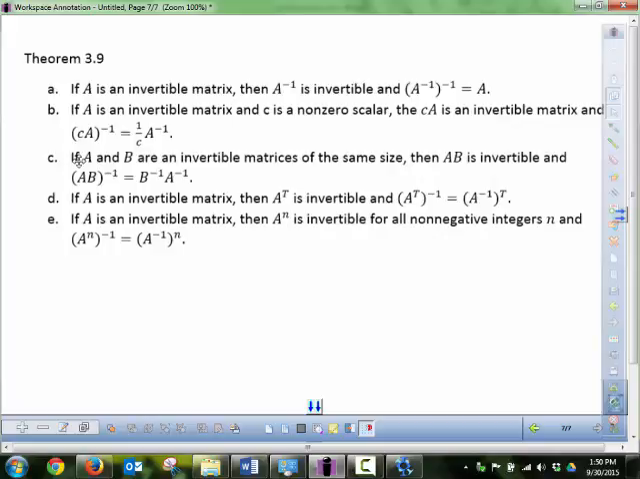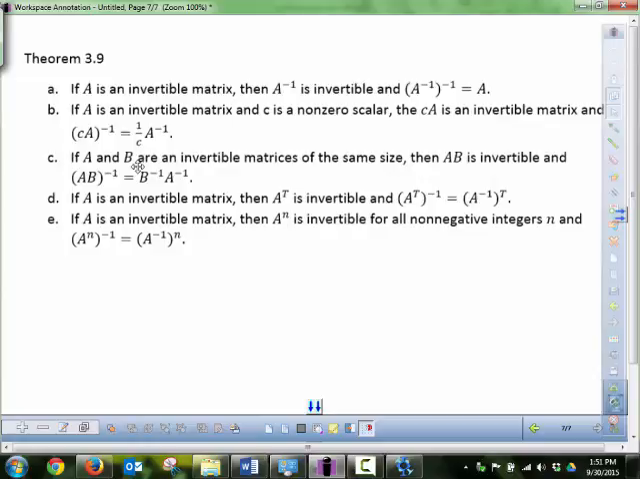Now, here's another interesting fact. The inverse of a product is equal to the product of the inverses in reverse order. That's another one that looks like the transpose, but it's not the transpose. So this is an important fact. We'll dig deeper into this fact a little bit later on, but we'll use this quite a lot, the inverse of a product.